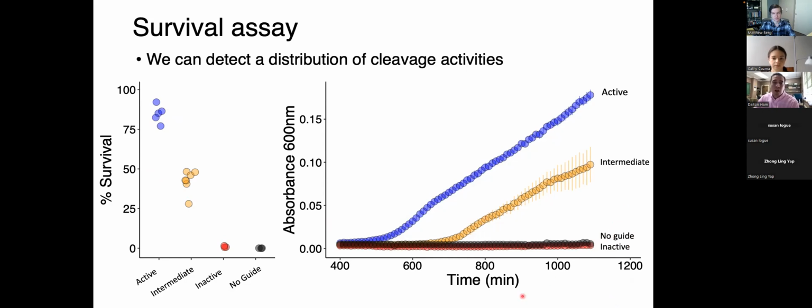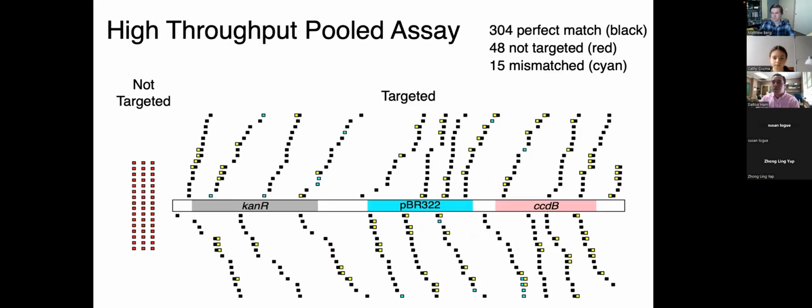So moving forward, rather than testing these individually like I'd been doing so far, I sought to get a high throughput pooled assay. The idea is that we picked all the targetable sites on the PTOX plasmid. We ended up with 304 perfectly matching guides. Then we had 2 controls, one being 48 non-targeting guides, and then 15 that we call mismatches. They do have a degree of complementarity, but are not perfectly matching. So the latter 2 shouldn't work as well as the perfectly matching guides.